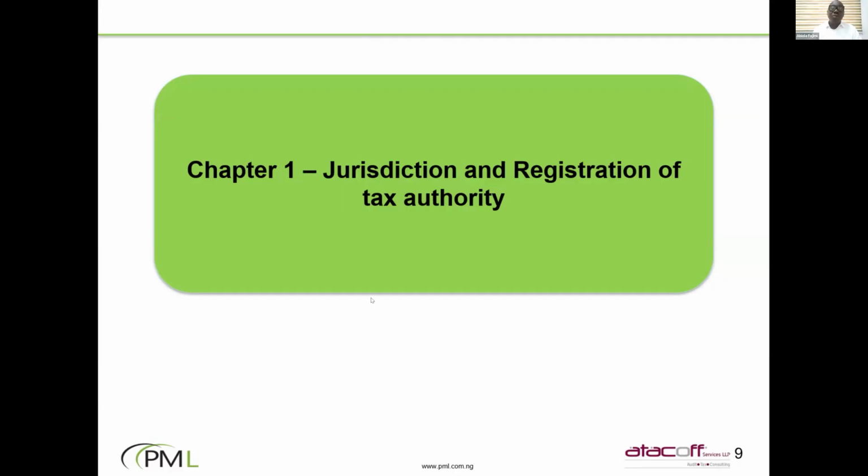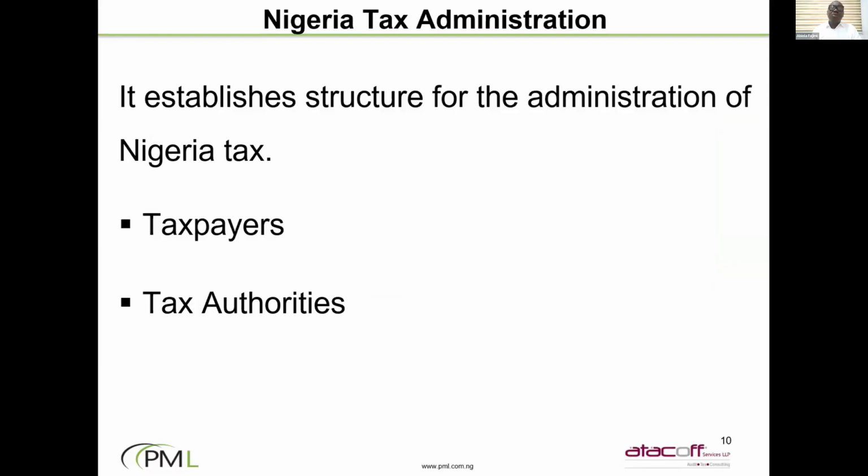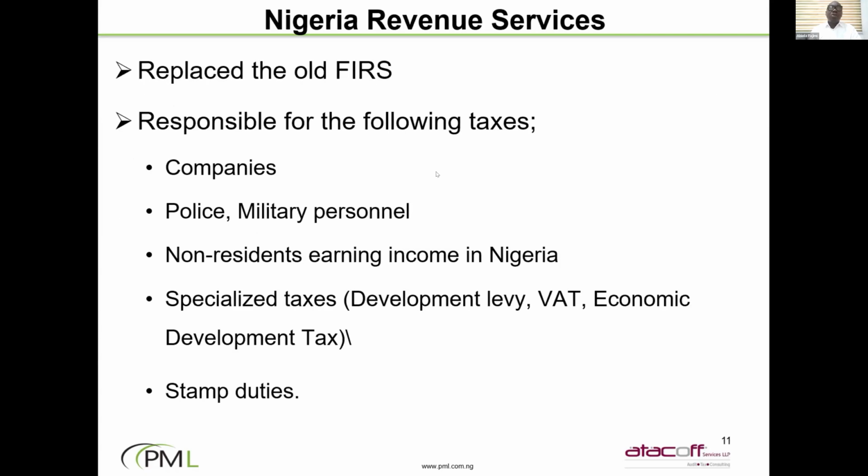So Chapter 1 is on jurisdiction and registration of tax authority, and it deals with the structure for the administration of tax in Nigeria, recognizing that there are two parties in the tax system, the taxpayer and the tax authority. That is clearly identified by the law, and it also specifies the responsibility of the Nigerian Revenue Service, the new body, which replaced the old Federal Inland Revenue Service. And the NRS, just like FIRS, again, is responsible for collecting the listed taxes.